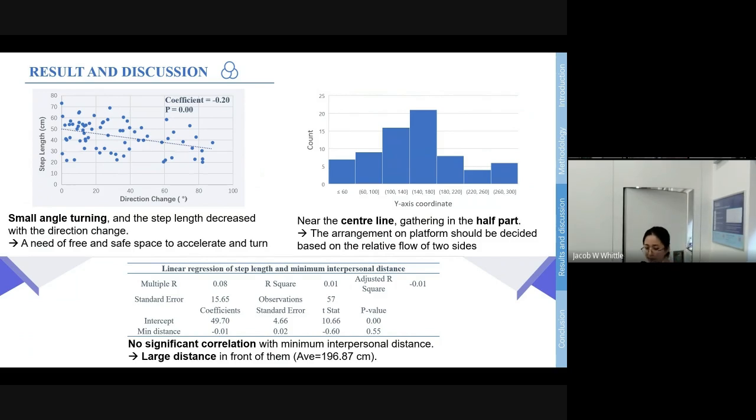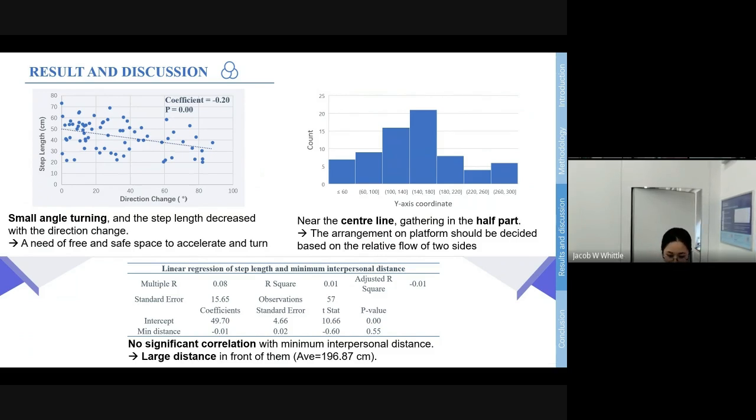In the bar chart on the right, it counts the number of steps on the platform. We can see that people tend to walk near the central line, gathering in the half part. However, at the same time, we always locate our infrastructure on the platform at the central line. So when we decide the arrangement on the platform, we should consider deciding it based on the relative flow of the two sides.